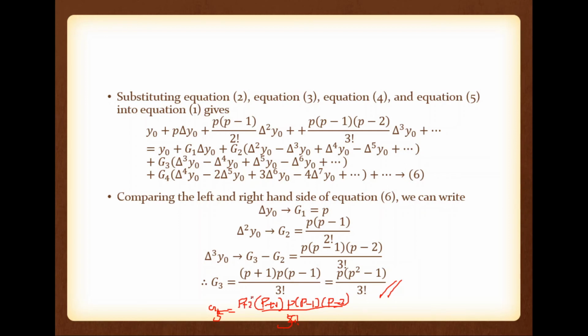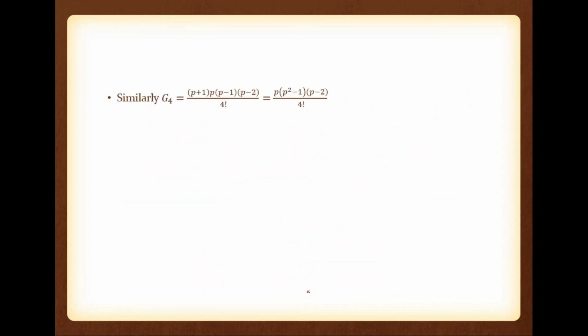So what we are doing? Adding minus terms to the right hand side, adding p plus 2 to the left side. Plus elements to the left side. Is it okay? So we can derive g4. Similarly, G4 is equal to P into P plus 1 into P minus 1 into P minus 2 divided by 4 factorial. So that is equal to P into P square minus 1 into P minus 2 divided by 4 factorial. Similarly, we can write G5.